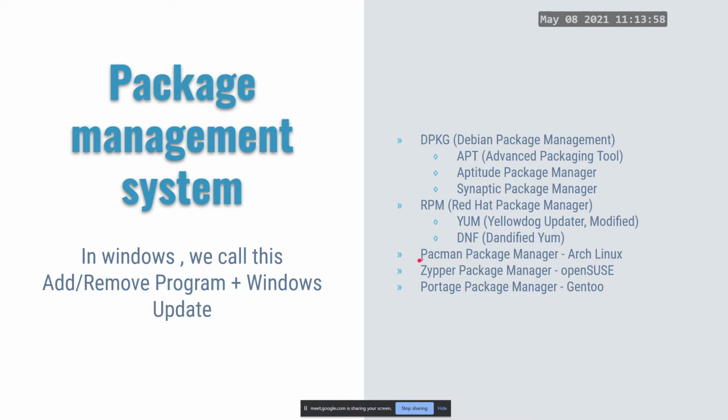Arch Linux has pacman, openSUSE has zypper, Gentoo has portage. Okay. You may not understand this yet, but most of the time when you want to install software, you need to run yum install or apt install. That's why you need to know this. Okay.